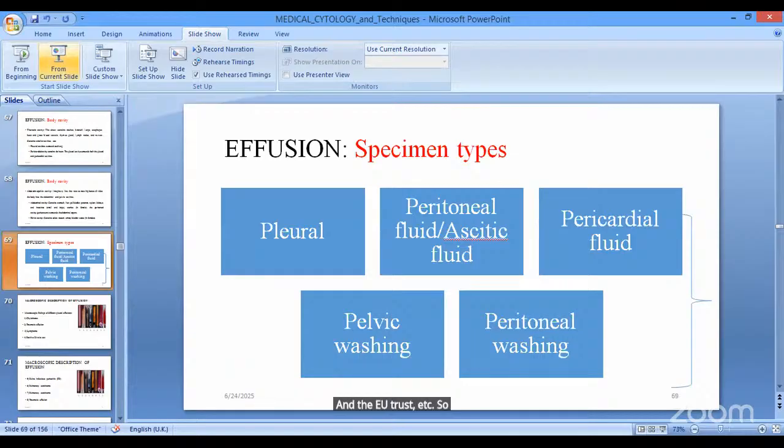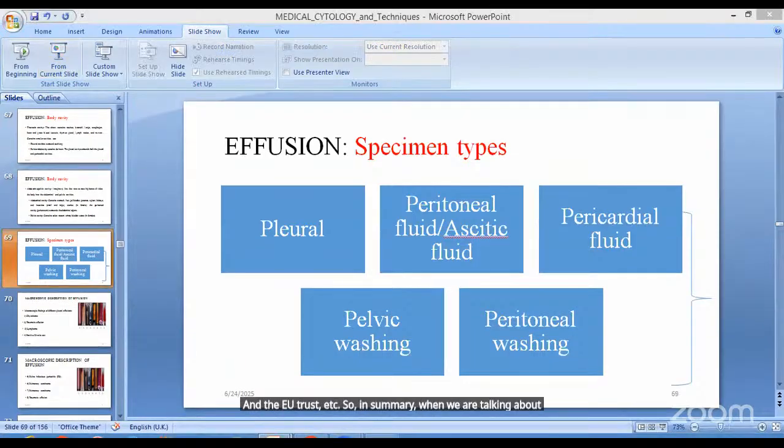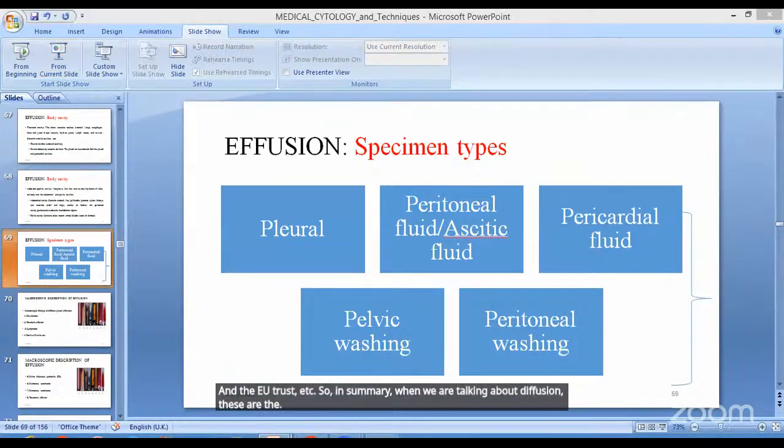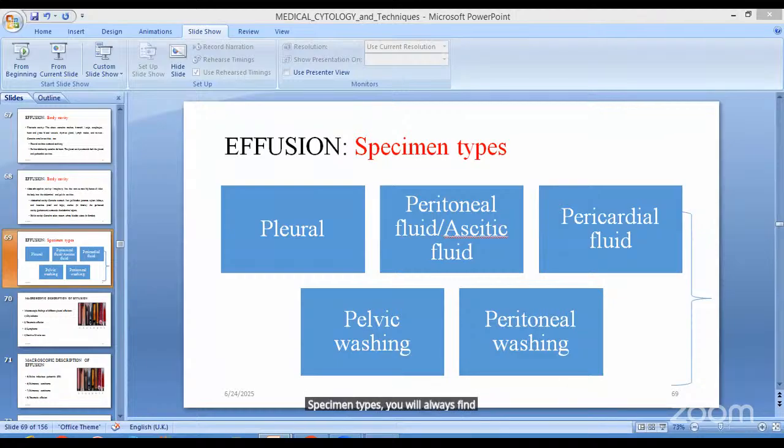So in summary, when we are talking about effusion, these are the specimen types you will always find: pleural fluid, peritoneal fluid or ascitic fluid, pericardial fluid, the pelvic washing, and peritoneal washing. So this slide shows the different colors that effusion presents when they are collected and what it indicates macroscopically.